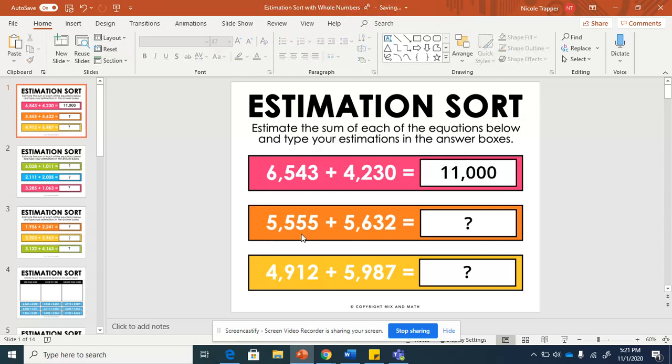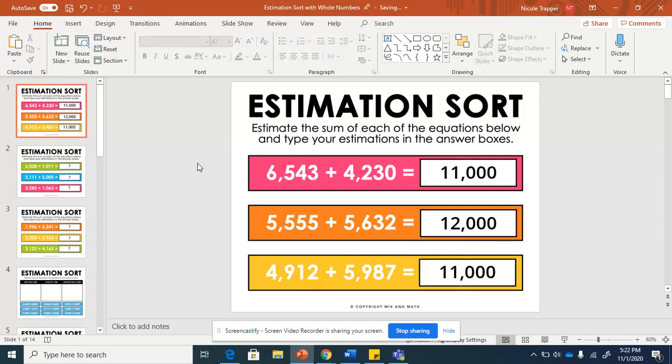The next one, 5,555 plus 5,632. Both of those round to 6,000. So I'm thinking in my head 6,000 plus 6,000 is 12,000. Next, 4,912 would round to 5,000, and then 5,987 would round to 6,000. So I'm thinking about 5,000 plus 6,000 is 11,000.